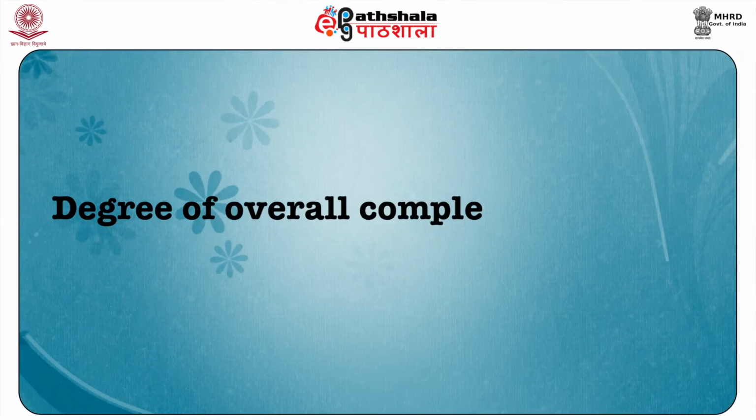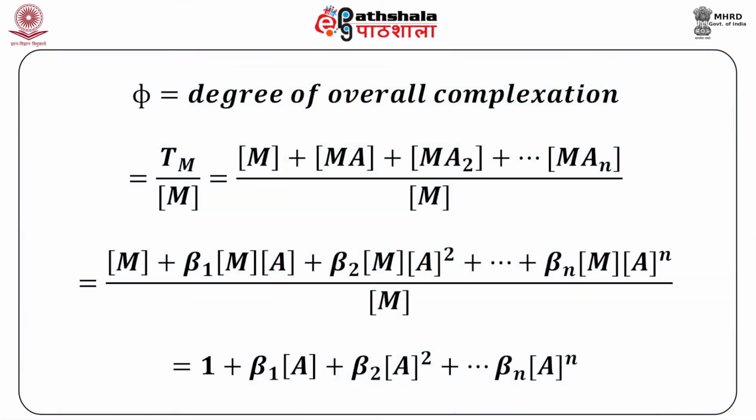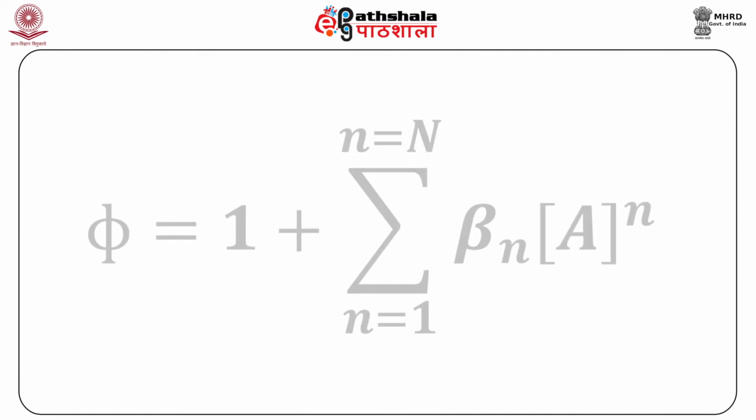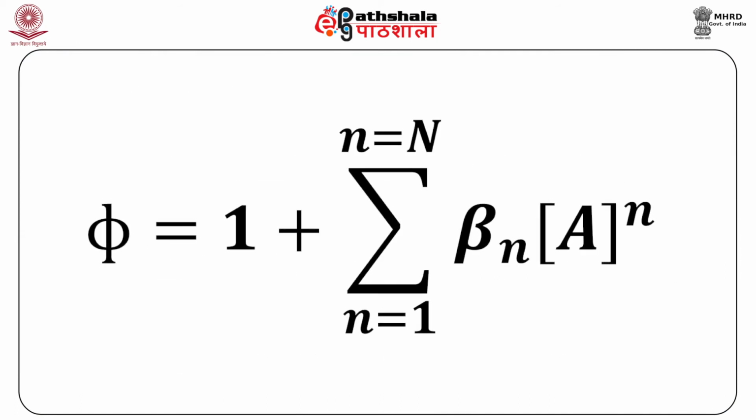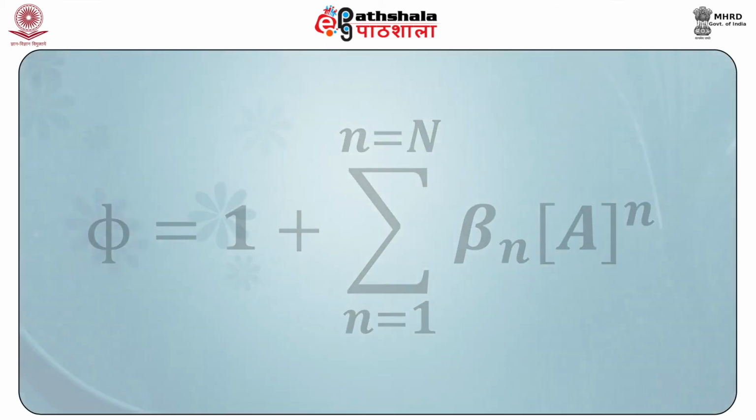Degree of overall complexation, phi. Leden and Froneus have made use of another function called the degree of overall complexation, phi, which is the ratio of the total concentration of metal to the equilibrium concentration of free metal ion. Phi, the degree of overall complexation, is given by the relation 1 plus the summation of beta n into the concentration of A raised to the power of n.